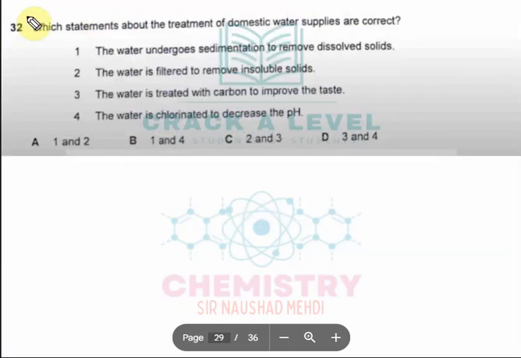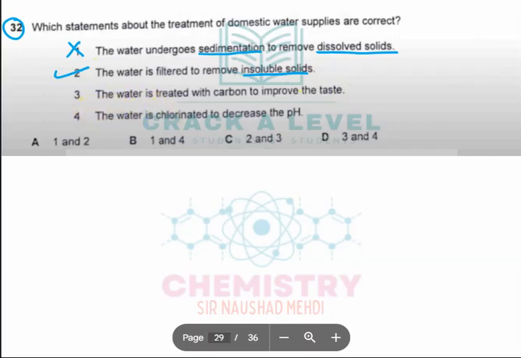Now in MCQ number 32, it asks which statement about the treatment of domestic water supplies is correct. The water undergoes sedimentation to remove the dissolved solids. No. In sedimentation, those solids which are dispersed in the water, not dissolved in water, settle down at the bottom. So it is not used for dissolved solids to settle down. So statement number 1 is incorrect. Then we have: the water is filtered to remove the insoluble solids. Yes, filtration is used to remove the insoluble solids. So this is the correct statement.